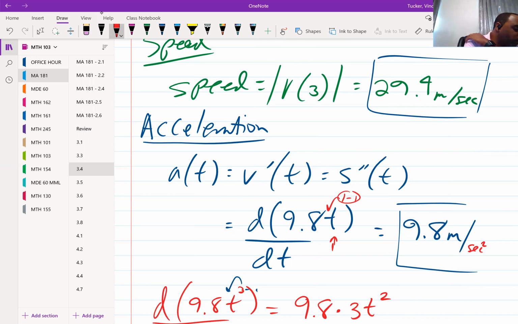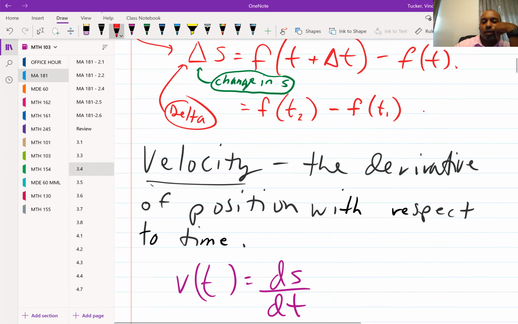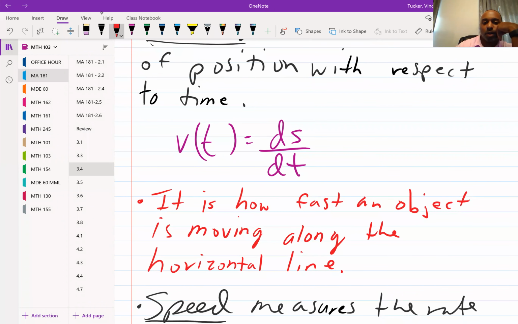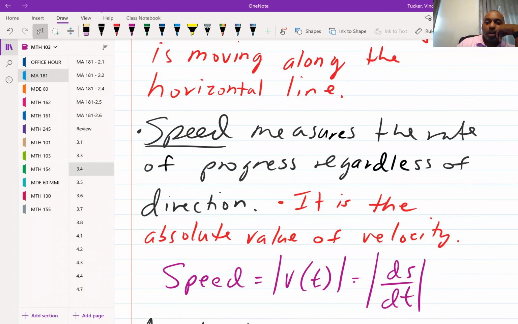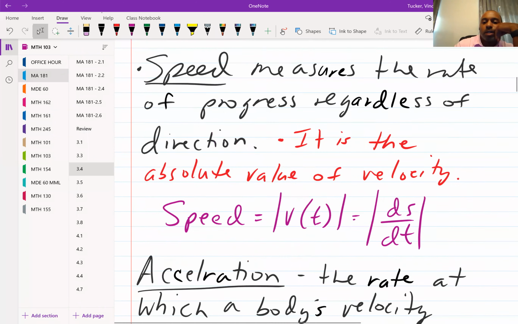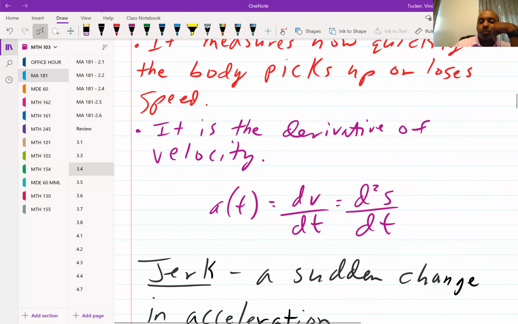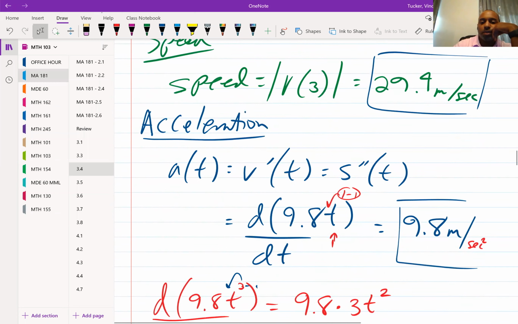All right. Any questions on what we did on any of that? And then when you look at the numbers, if you look at what these mean, the velocity is the derivative of position with respect to time. So your velocity could be speeding up, which is positive, or slowing down. It's how fast an object is moving along the horizontal line. Speed measures the rate of progress, no matter what direction. And the acceleration is the rate at which the body's velocity changes. And so that's what we just found for each one of those.